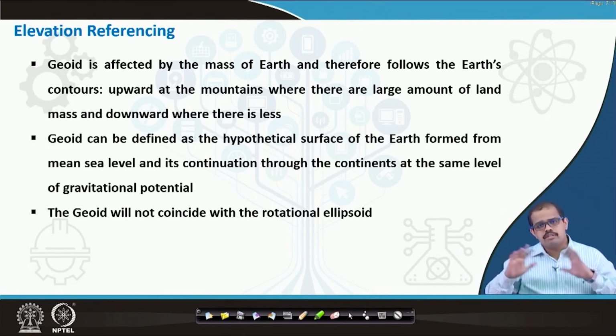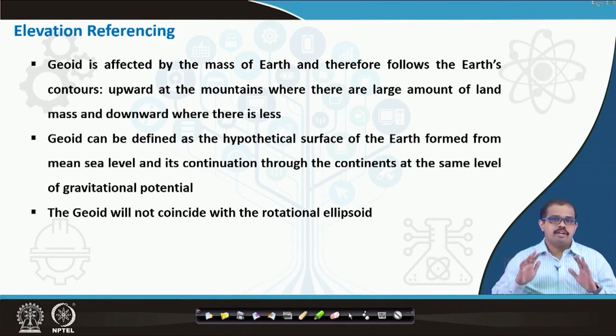A geoid can also be defined as a very hypothetical surface. It's a hypothetical surface of the earth that is formed from the mean sea level and is in a continuation through the continents at the same level of the gravitational potential. So now you should understand that gravitational potential is also involved in defining a geoid, okay.